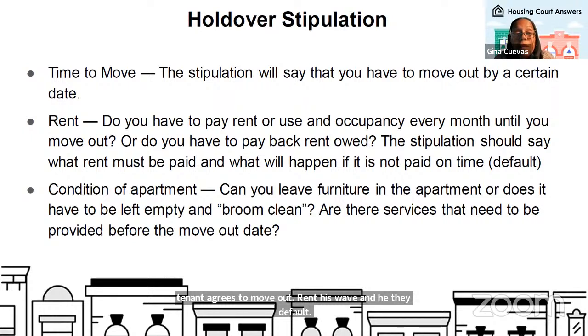Condition of the apartment: can you leave furniture in the apartment or does it have to be left empty and broom clean? Are there services that need to be provided before the move out date? These are things we will also see written in stipulations, and the tenant has to comply with these agreements. Next.